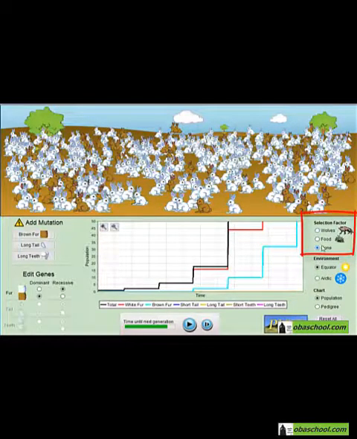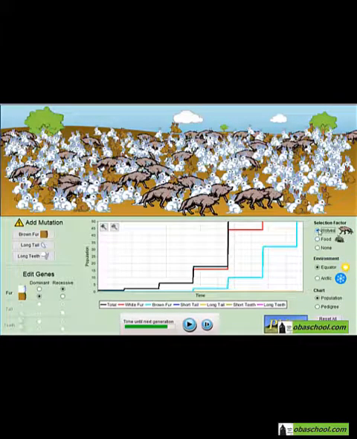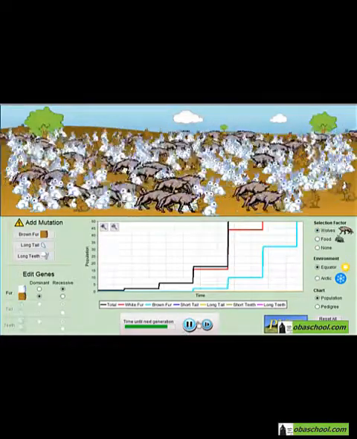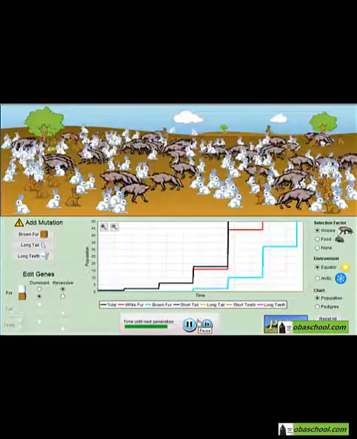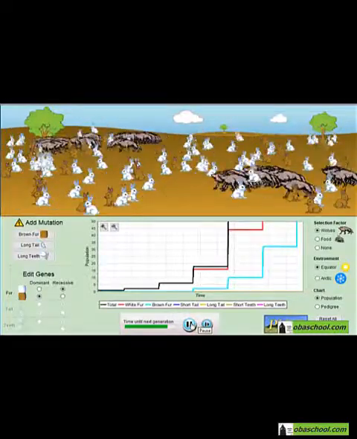We will now start seeing the effect of selection factors. A selection factor is a force of nature that will put pressure on the population and allow only the most fit and the most adapted to survive. The selection factor I chose is wolves that are predators of these rabbits. The wolves are eating the rabbits, as we can see.